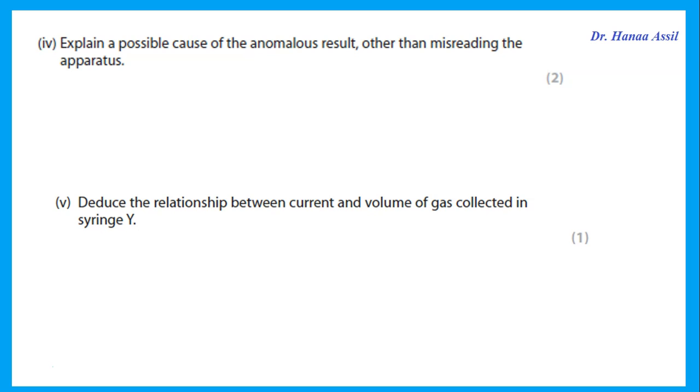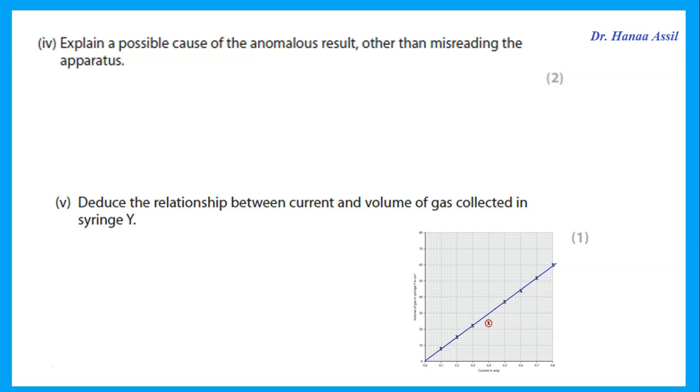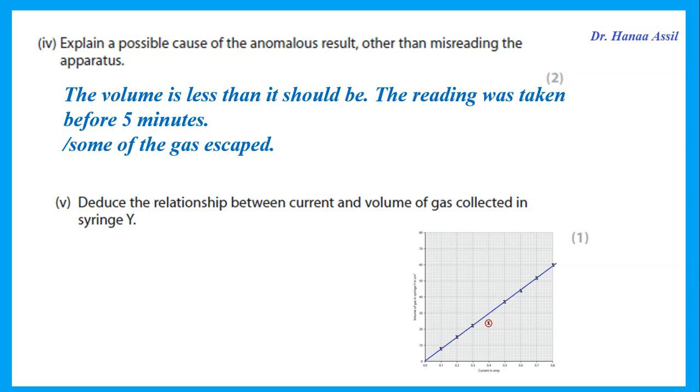Explain a possible cause of the anomalous result other than misreading the apparatus. So we have a point that is below the line. That point was supposed to be higher somewhere. This could be because the volume is less than it should be, so they're not taking the reading using the correct volume, or they're not taking it at the correct time.